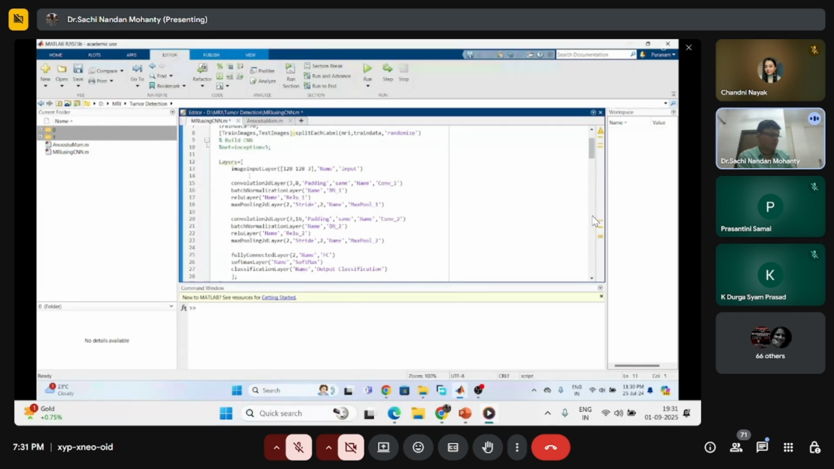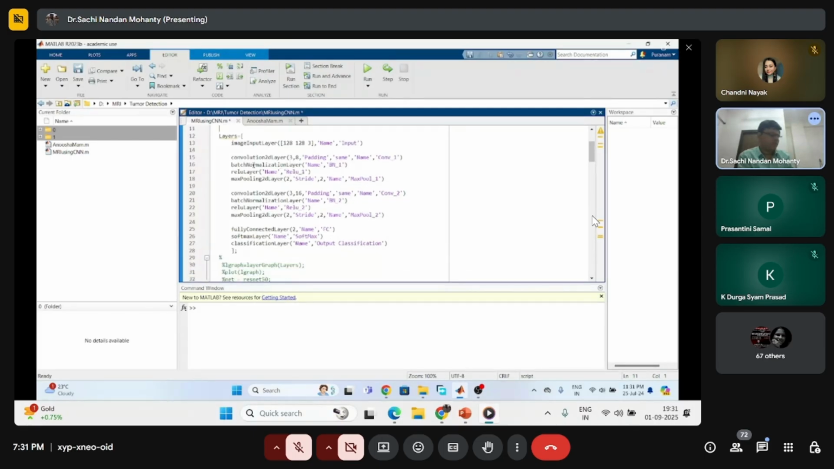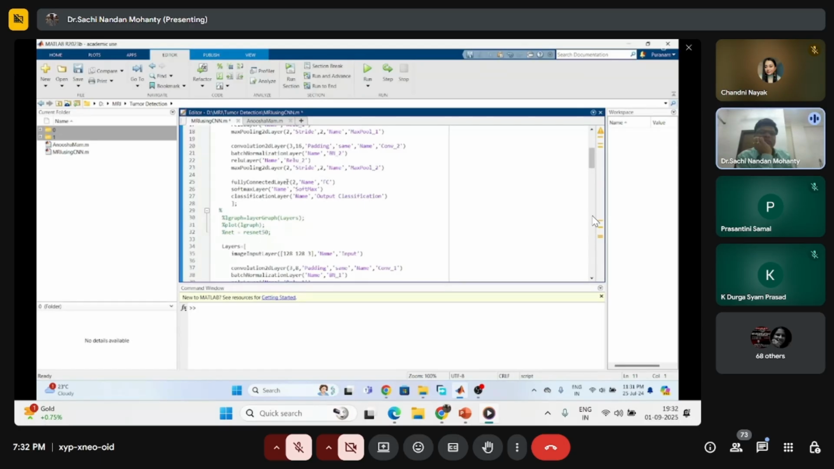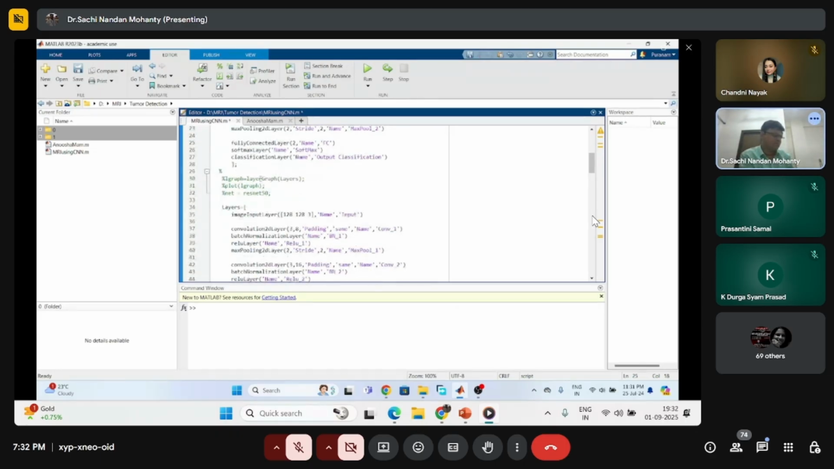I am taking the layers of the CNN. First the input layer, next the convolutional layer, batch normalization, ReLU, and max pooling layer. Later on the next convolutional, like a multi-layer convolutional. After the convolutional part is over, with batch normalization, ReLU, and max pooling, I went for the fully connected layer. Here it is binary, like two folders are there, one is tumor and another one is not tumor. That's why I mentioned two fully connected layers, and the classification layer I am showing.